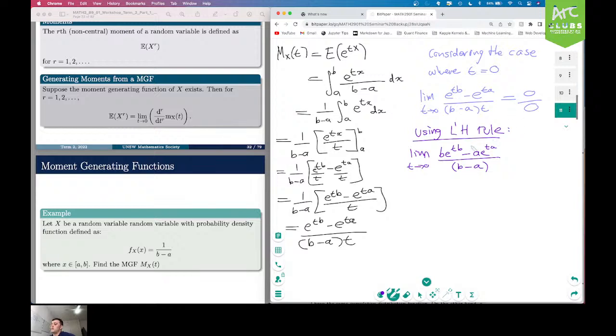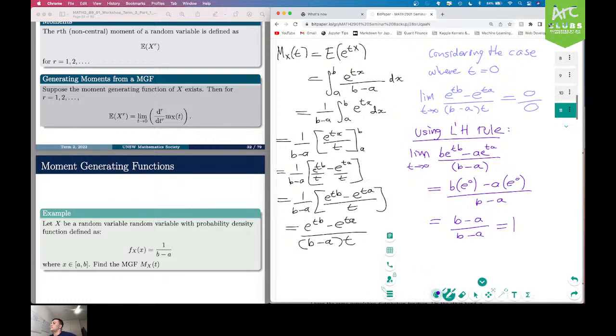So now we can have a crack at subbing in t equals 0. What we get here is b times e to the 0 minus a times e to the 0 over b minus a. And what we get is b minus a over b minus a, which is, of course, 1. It's equal to 1. Cool.